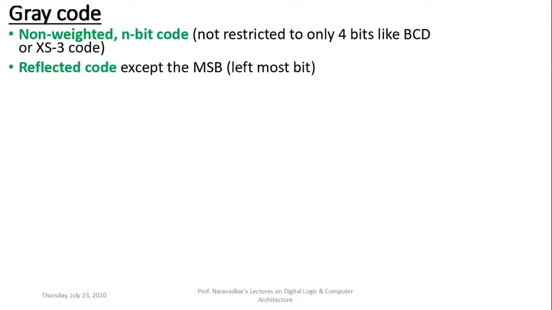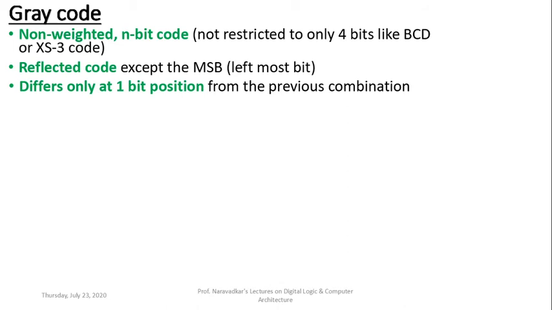So the first property is a non-weighted n bit code. Then the second property of that gray code: it is a reflected code. But that reflection is not applicable to MSB. Most significant bit is excluded from that reflection. The leftmost bit is the MSB bit. Except that MSB bit, every bit is reflected. And then the third property here: gray code differs only at one bit position from the previous combination. So this property is very important, and we need to check it.